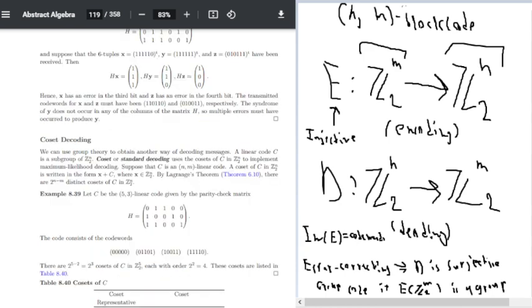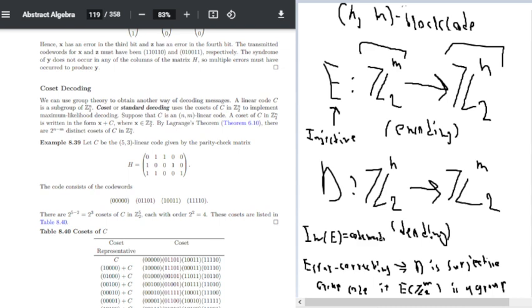Coset decoding. We can use group theory to obtain another way of decoding messages. A linear code C is a subgroup of Z mod 2 to the n. Coset or standard decoding uses the cosets of C in Z mod 2 to the n to implement maximum likelihood decoding. Suppose that C is an n by m linear code. A coset of C in Z mod 2 to the n is written in the form x plus C, where x is in Z mod 2 to the n. By Lagrange's theorem, there are 2 to the n minus m distinct cosets of C in Z mod 2 to the n. Example 8.39.